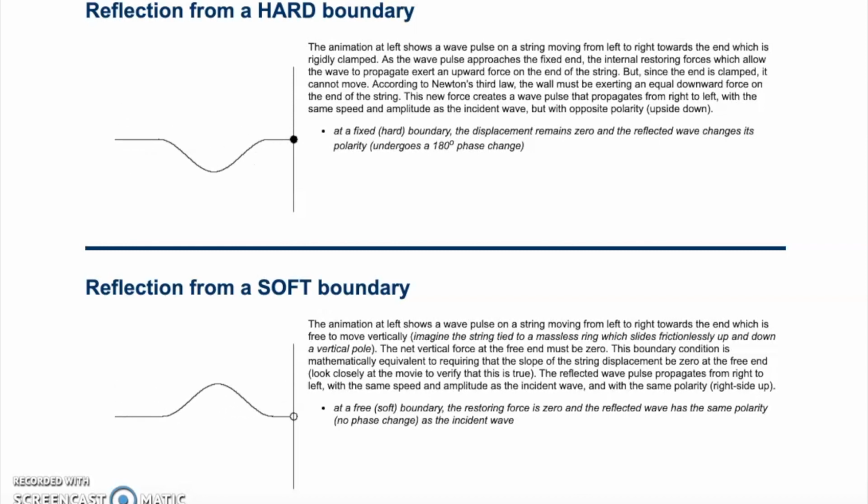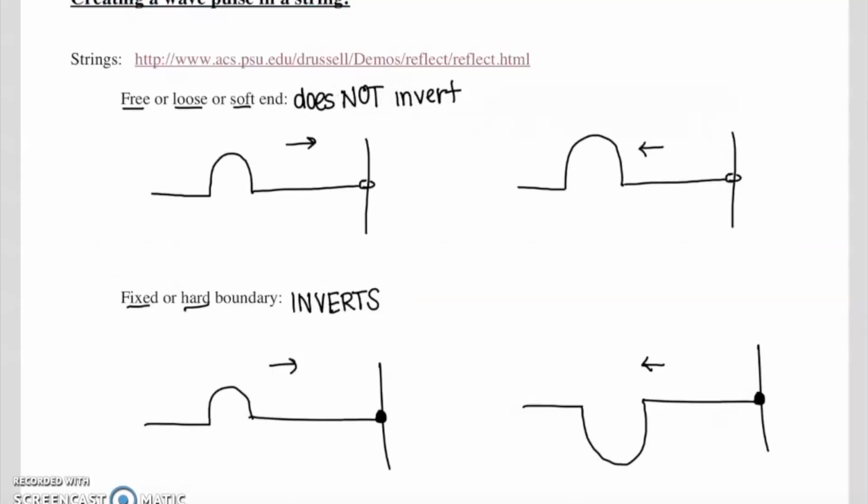You should be noticing for a hard boundary, when it hits that boundary, it comes back inverted. So the hump on the top became a hump on the bottom. But on a soft or a free boundary, such as the bottom one here, it reflects back and it stays on that same topness. So you have a top bump going there and a top bump coming back. I've recorded these observations in my notes. A free, loose, or soft boundary does not invert a pulse, but a fixed or hard boundary does invert.